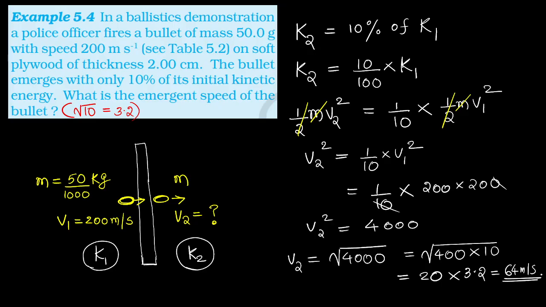The initial velocity was 200 meter per second, but after hitting the plywood, the velocity will be only 64 meter per second. So all of you please write down. If you are 100% clear and have written it, raise your hand. Please remove your old raised hand.